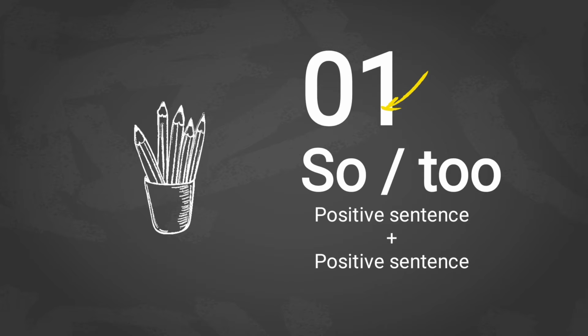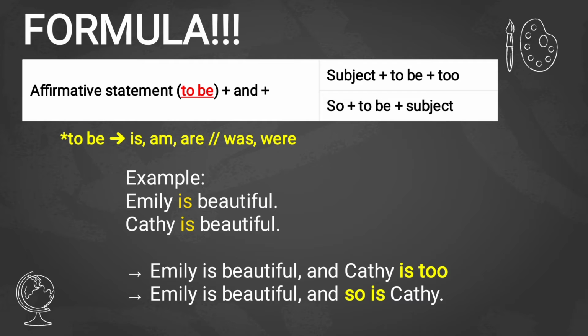Okay, the first part is using so or too. This can combine two positive sentences. Jadi kata so atau too dalam elliptical construction ini digunakan untuk menggabungkan dua kalimat yang sama-sama positif. Okay, let's take a look at the formula first.